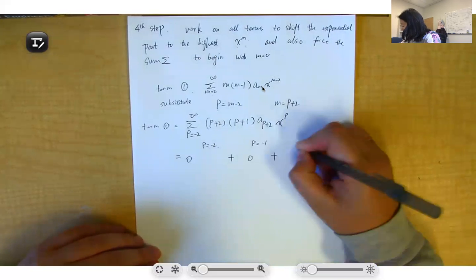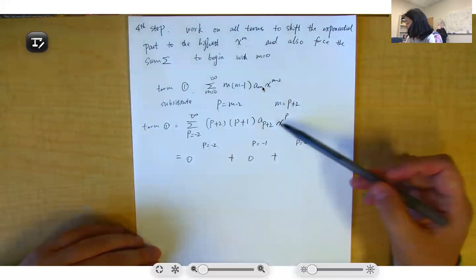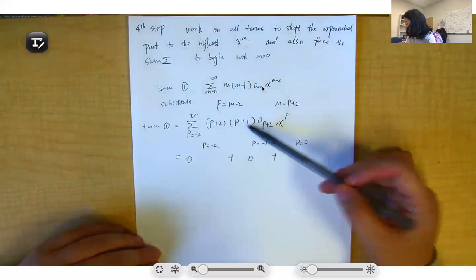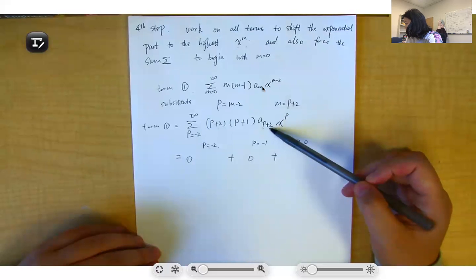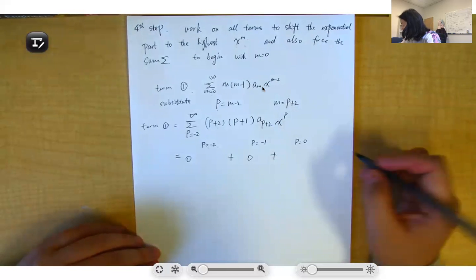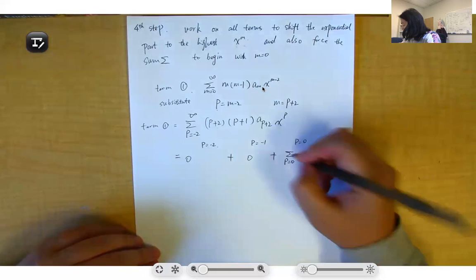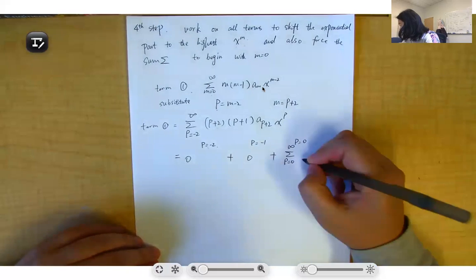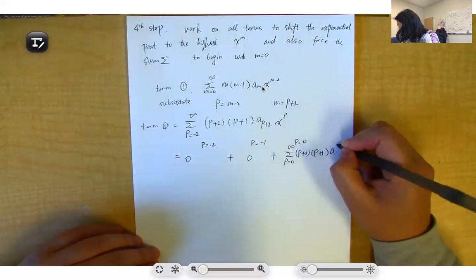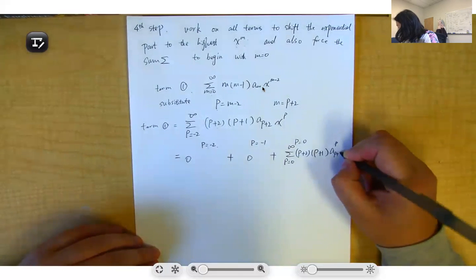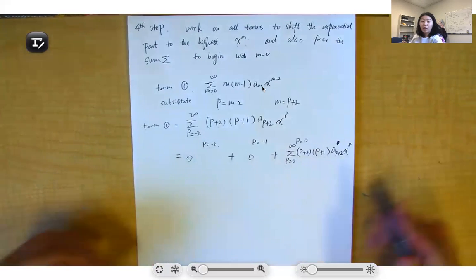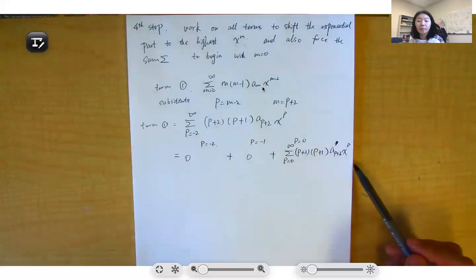How about p equals to 0? P equals to 0, this factor will be 2, this factor will be 1. Then this term will be equals to a2, right? So a2 x to the 2. So what we can do is sum p equals to 0 to the infinity, p plus 2, p plus 1, a p plus 2, times x to the p, because all the other terms will follow this format, okay?